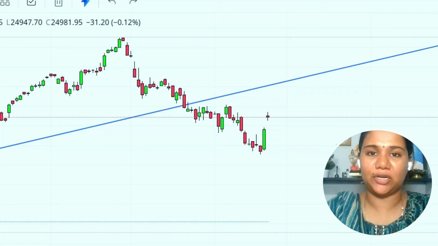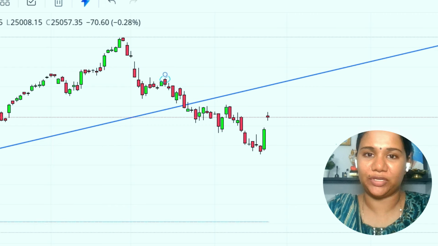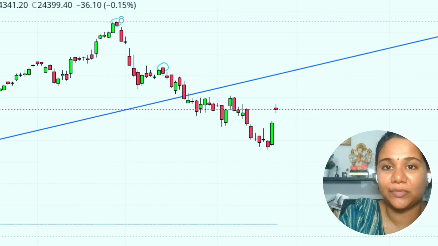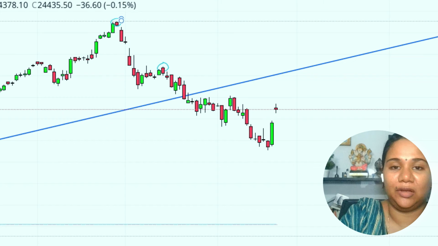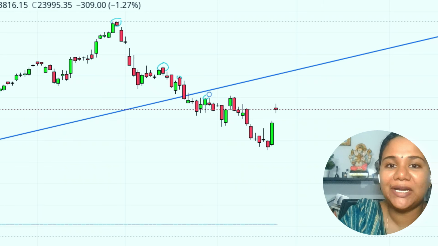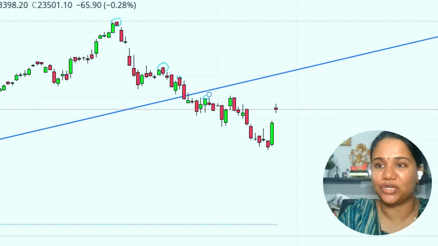So here I am plotting out the swing highs and swing lows in Nifty 50. So this is the first swing high over here, which is a lower high compared to this one over here. And the next lower high is once again over here. And the next one is over here. So up until this point, there has been a downtrend.